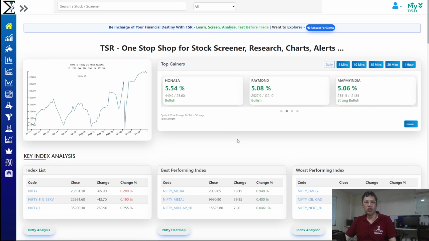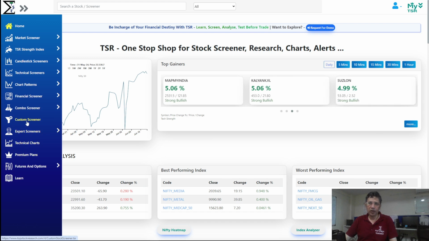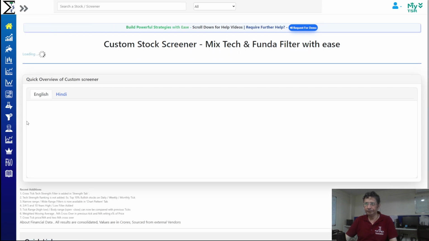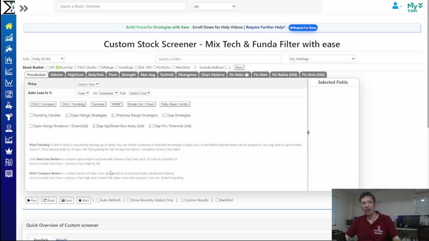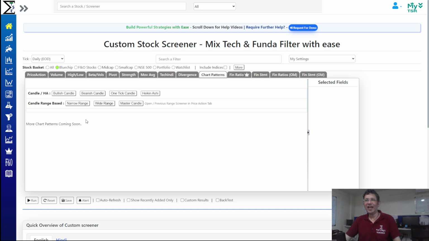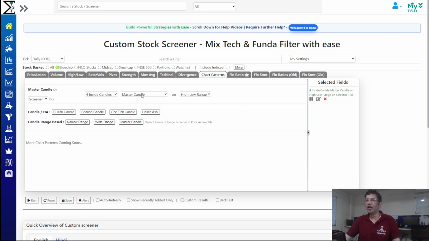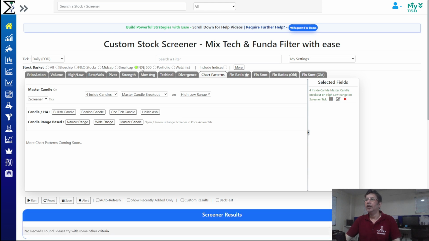So go to topstockresearch.com. This is our homepage. On the left-hand side, when you hover over the menu, you'll see custom screener. Click on custom screener. These are typically part of price action, also part of patterns. There are quite a few things here, like open range and previous ranges. Some of the range-related items are here, more aligned to narrow range, wide range or other candlestick patterns, hence it's placed here, right? So we go to master candle. In the master candle, we first look for a breakout on a high-low range on, let's say, NSE 500 stocks. There's no stock matching this criteria.